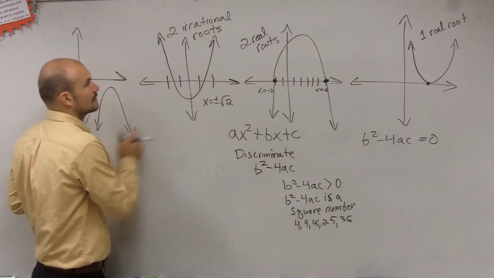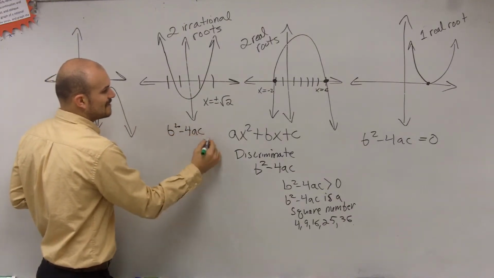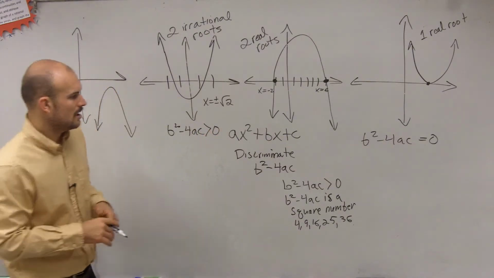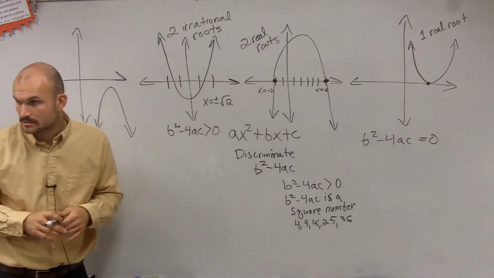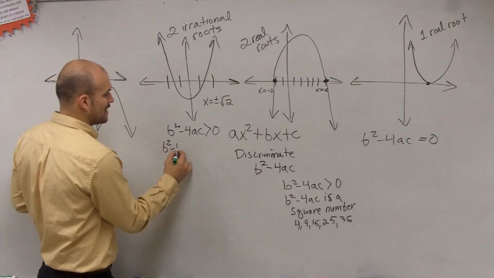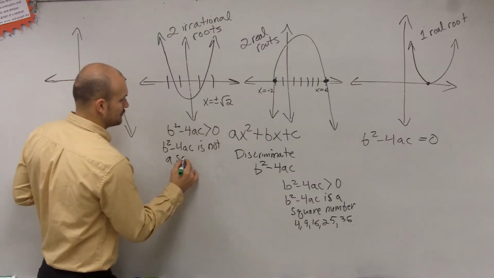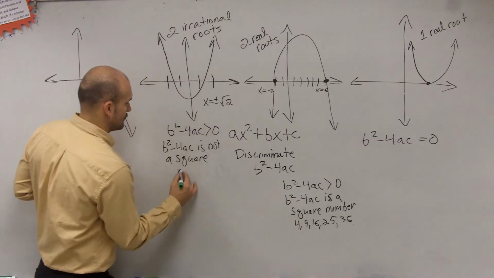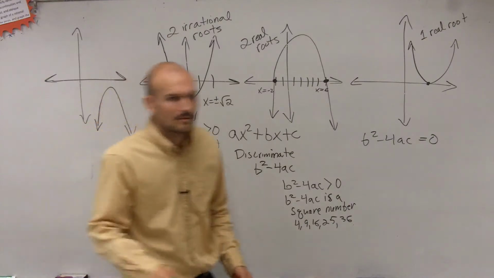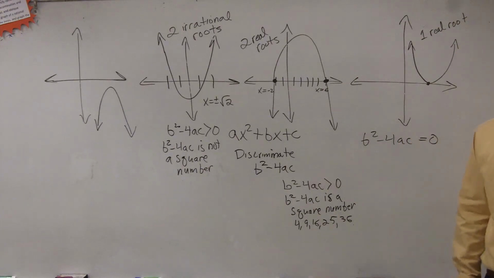For it to be irrational roots, b squared minus 4 times a times c has to be greater than 0. And also, b squared minus 4 times a times c is not a square number. So that means all the numbers that are not square: 1, 2, 3, 5, 6, 7, 8. All non-square numbers.